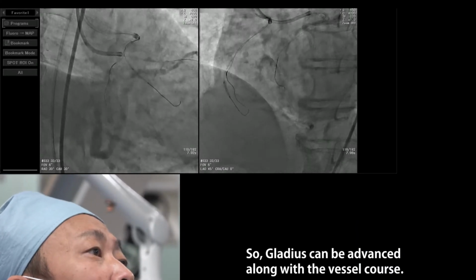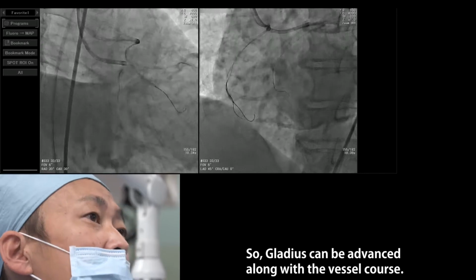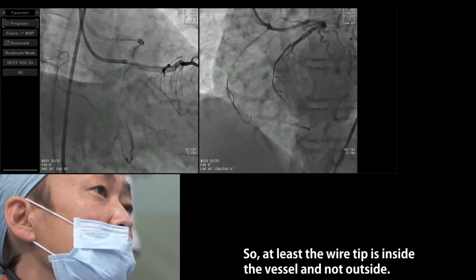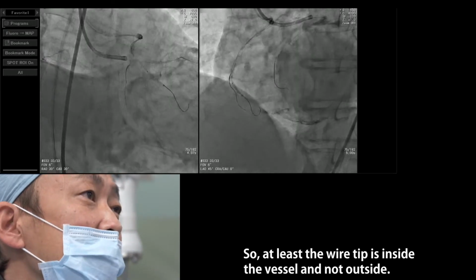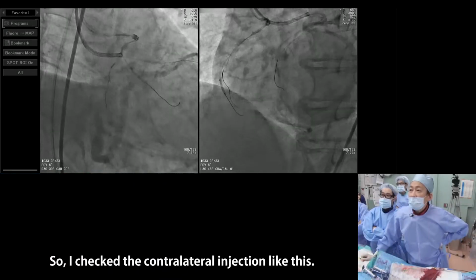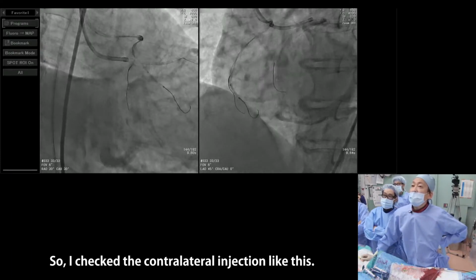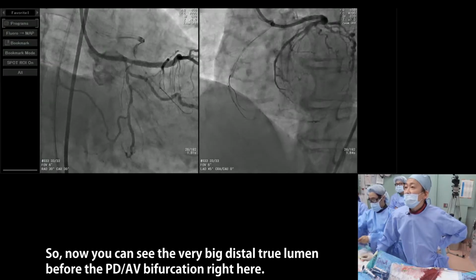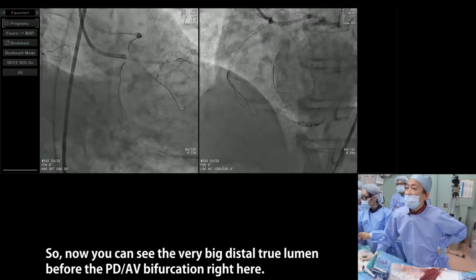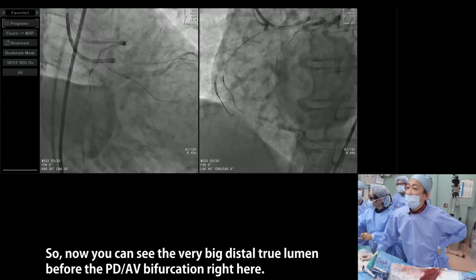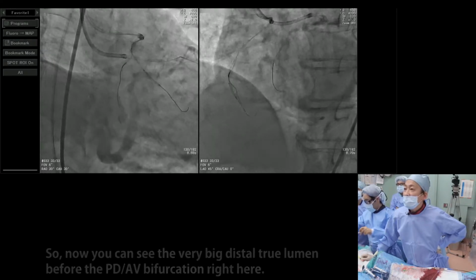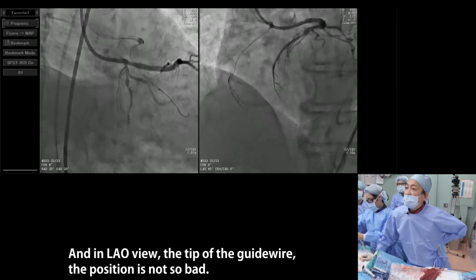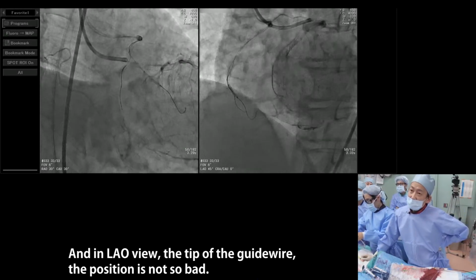So Gladius can be advanced along the vessel course. At least the wire tip is inside the vessel, not outside. So I checked the contralateral injection like this. Now you can see the very big distal true lumen before the PDA bifurcation right here. In the aerial view is the tip of the guidewire. The position is not so bad.